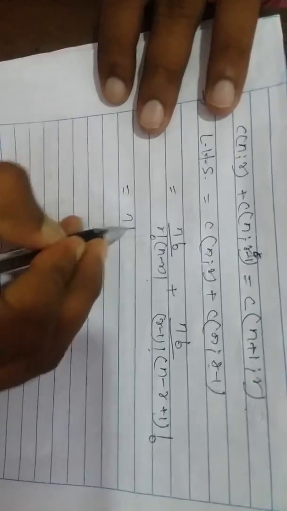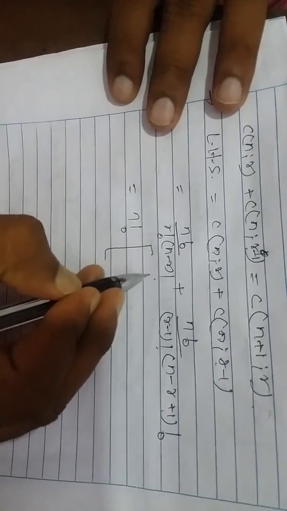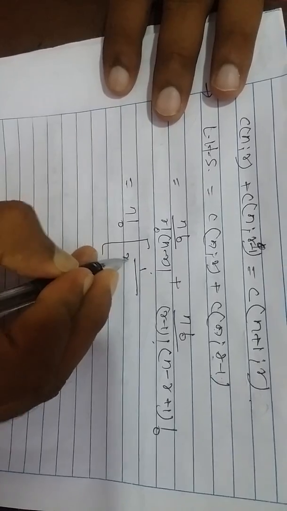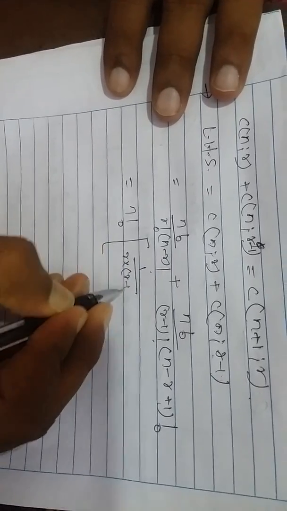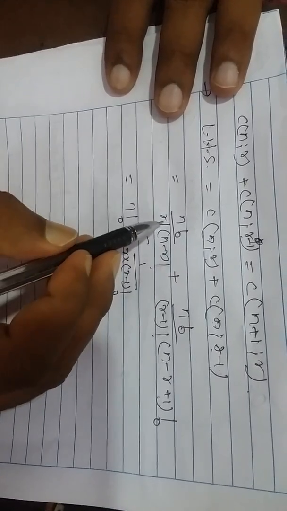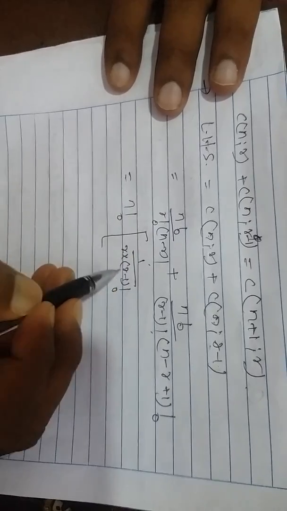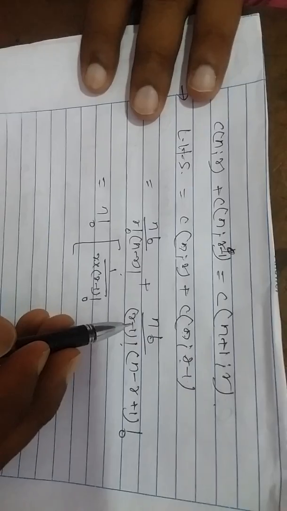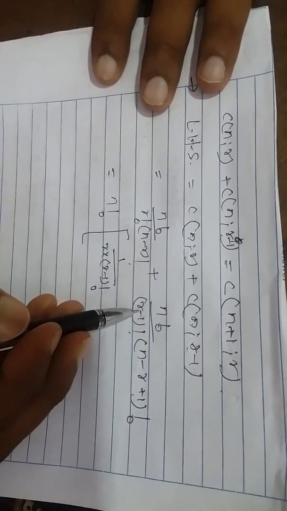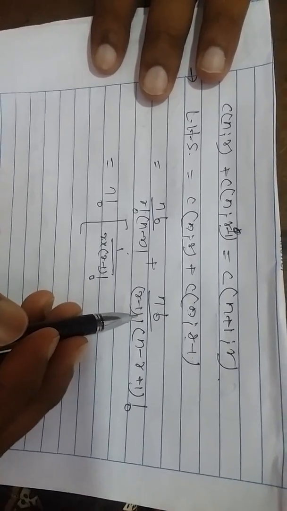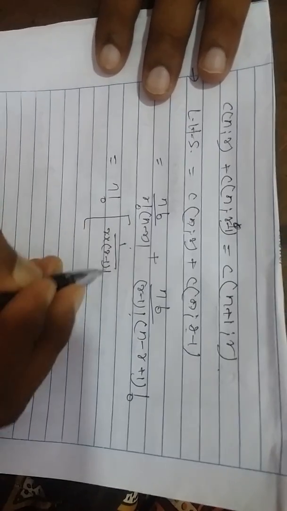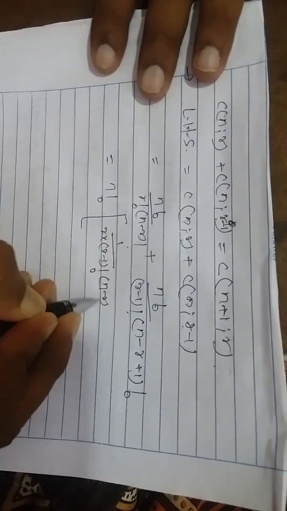Let us take n factorial common from both of them. Here you are left with 1 by r factorial, and I am going to write it as r multiplied by r minus 1 factorial. I am writing r factorial as r into r minus 1 factorial. Why is this done? Because the second denominator consists of r minus 1 factorial. To take the LCM, we are making the terms having factorial same. This n minus r factorial is as it is.